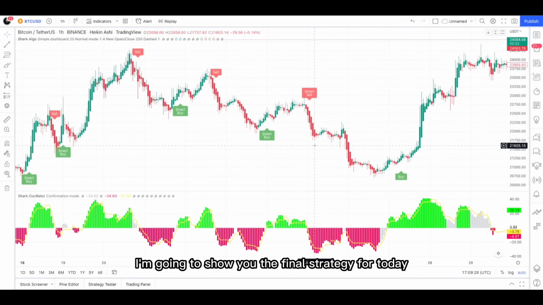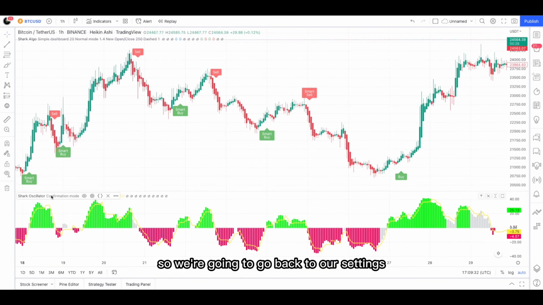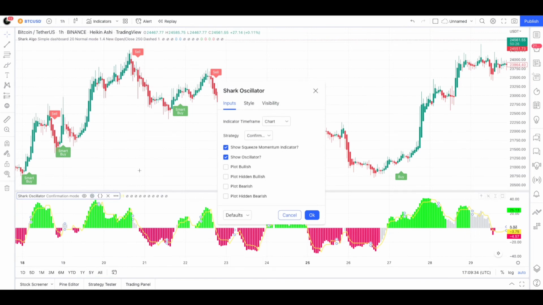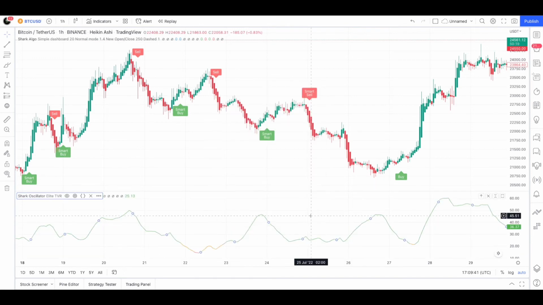Okay, so now I'm going to show you the final strategy for today. We're going to go back to our settings. We're going to click on the gear icon. We're going to go where it says strategy, and we're going to click Elite TVR. Hit OK. And this is really, really simple and really effective, guys.